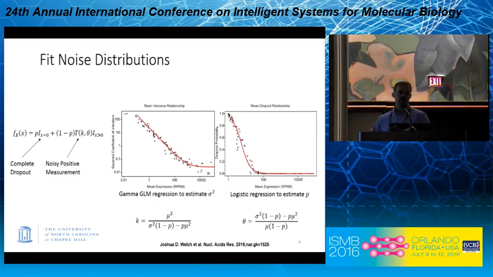Going back to the observations that I made earlier about how technical noise varies with expression level, we expect that we can parameterize this distribution by the mean expression level of an ASM path across the set of cells. So in order to do this, we need to learn the parameters P and k and theta that describe the way that genes vary across the set of cells. To do this, we use gamma generalized linear model regression to estimate variance and logistic regression to estimate the dropout probability. And then from those, we can compute the parameters of the gamma distribution.